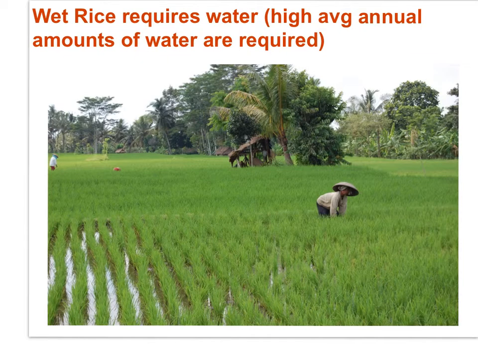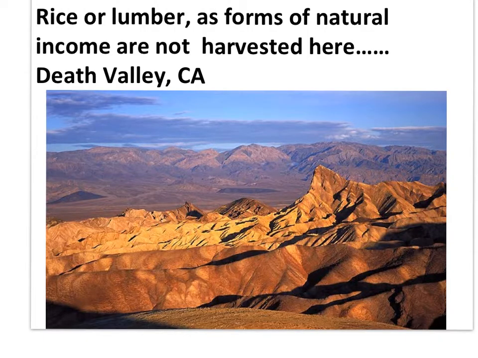Wet rice cultivation requires large quantities of rainfall. Wet rice cultivation in significant quantity does not occur outside the tropics. Rice or lumber as forms of natural income are not harvested here in the Death Valley of California. Natural capital has a spatial dynamism. Natural capital varies regionally, thus its market value would also vary.